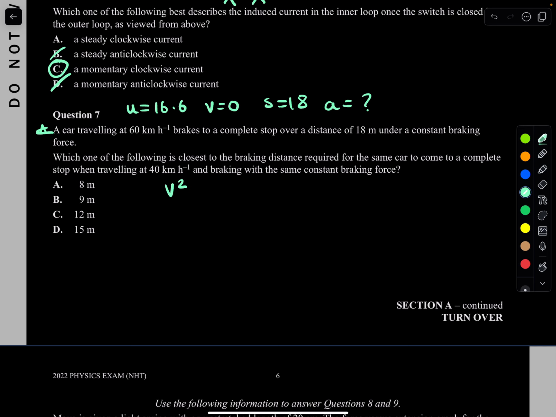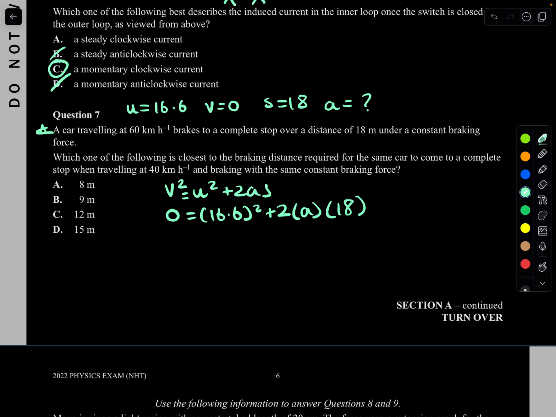So it'll be v squared equals u squared plus 2as. So that's going to be 0, 16.6 squared plus 2a, and s is 18. So what's that? 16.6 squared to 18. That's going to give me an acceleration of negative 7.65 meters per second squared. This is your acceleration for both.